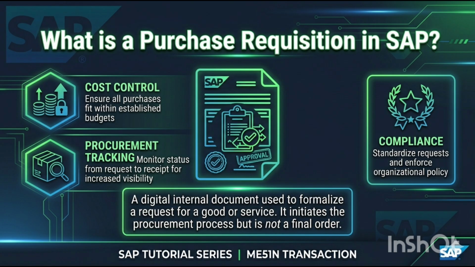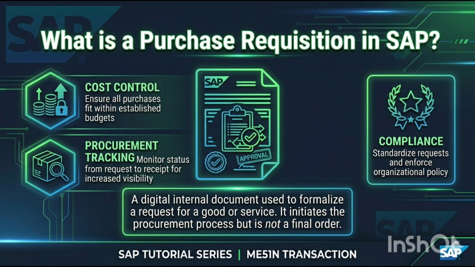A purchase requisition, commonly called PR in SAP, is an internal document created by a department to request the procurement of goods or services. It serves as the starting point of the entire purchasing process in SAP. The main purpose of a PR is to get proper approvals before actual purchase orders are created, which helps in maintaining budget control, compliance, and transparency.